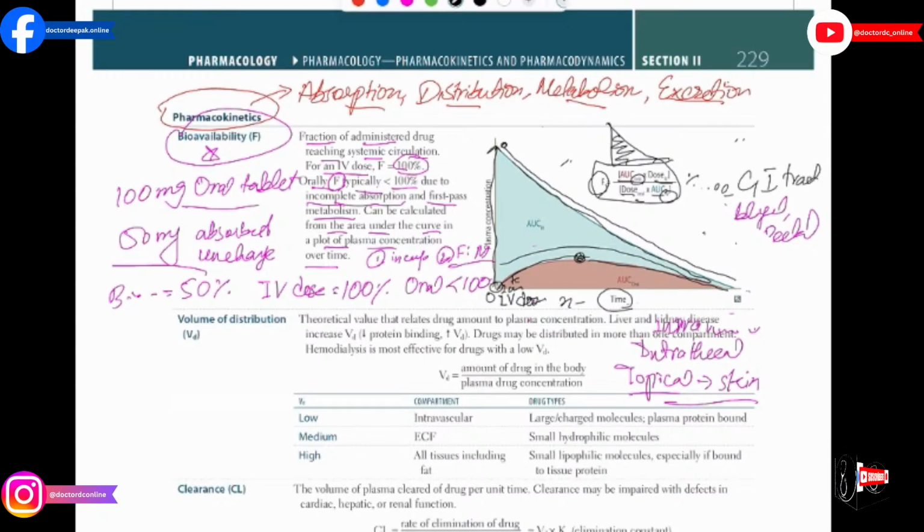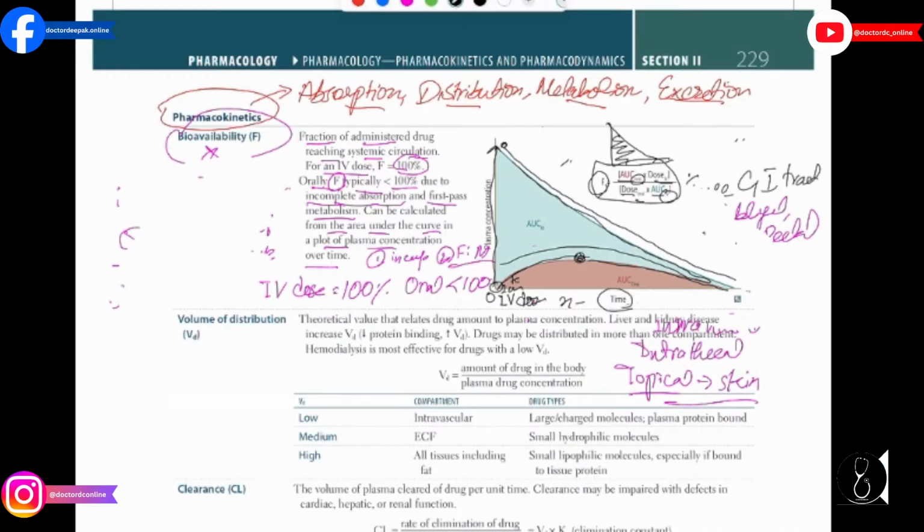Fine? Simply, I again summarize bioavailability: it is the amount of drug that is available in the body after administration. In the IV dose, it's 100%, and for the oral route, it's typically less than 100%.